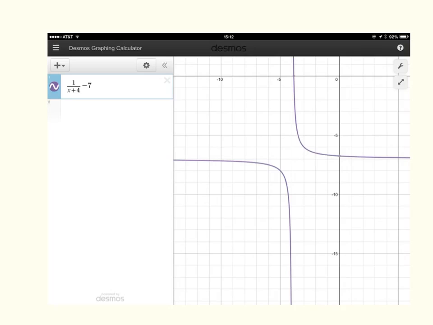So, in your reply to today's video, if you will, please tell me what the asymptotes are and what the domain and the range are for this rational function.